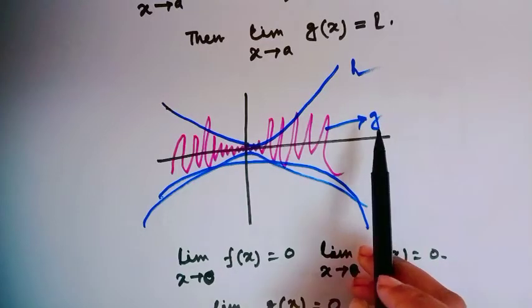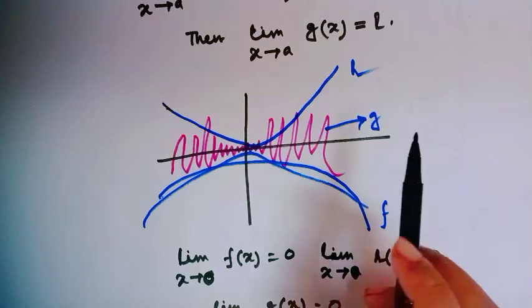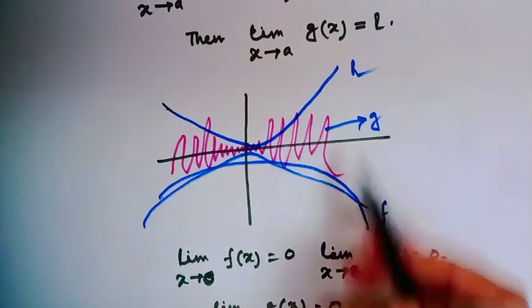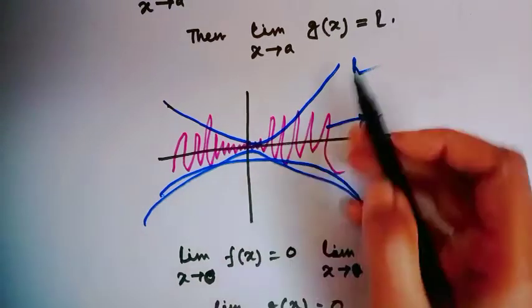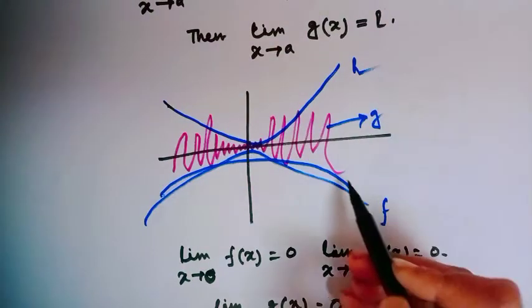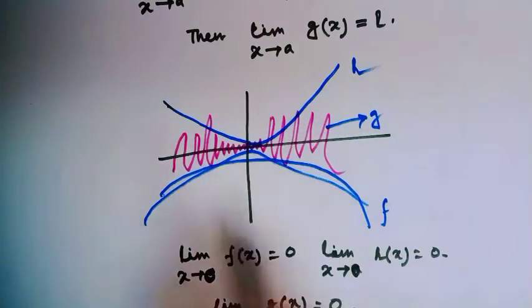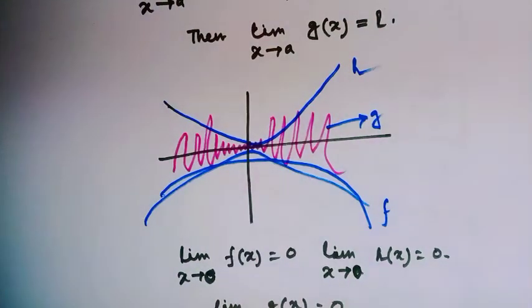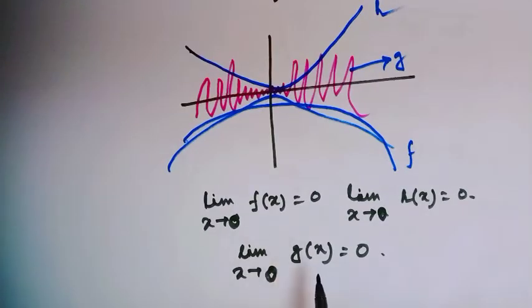Let's see the picture of this squeeze theorem. This is the function g(x) that oscillates. However, it is squeezed between two functions f and h. As x goes to 0, this function f goes to 0, and as x approaches 0, h(x) also goes to 0. Then, by the squeeze theorem, we can tell the limit as x goes to 0 of g(x) equals 0. Are you getting my point?